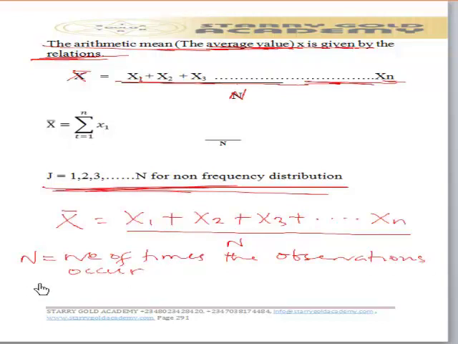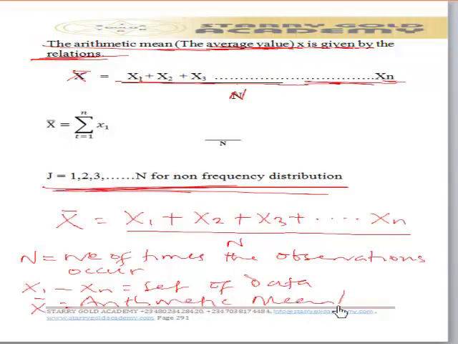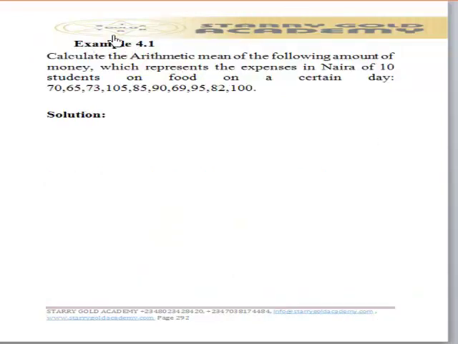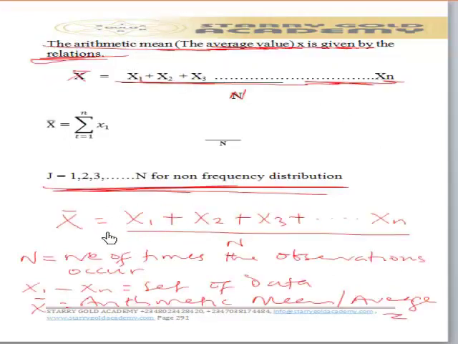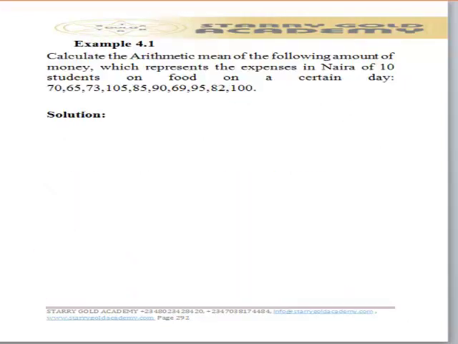Then x1 to xn represents the set of data from 1 to n. The x bar represents the arithmetic mean, which is otherwise known as the average. So when we are talking about arithmetic mean, we are otherwise talking about average. Anytime we want to compute arithmetic mean, this formula is expected to be used.